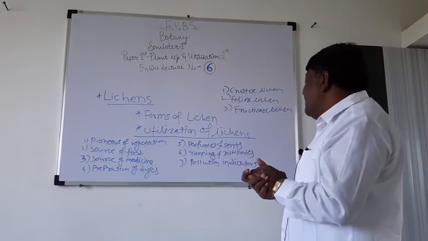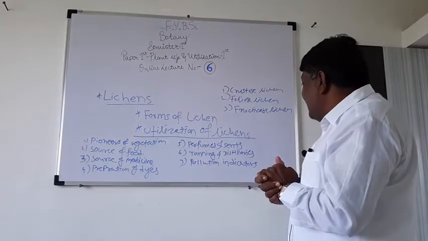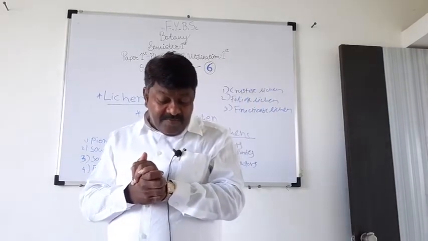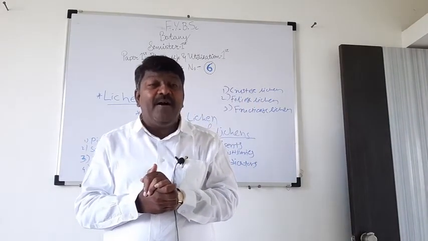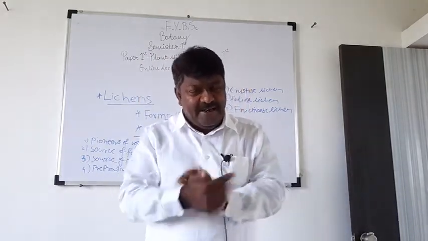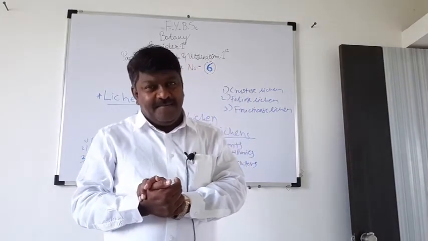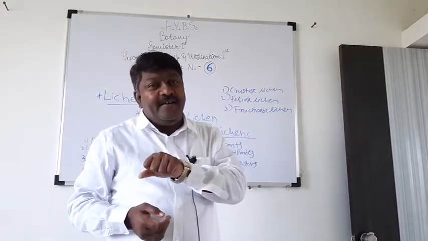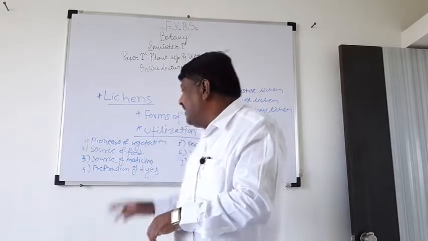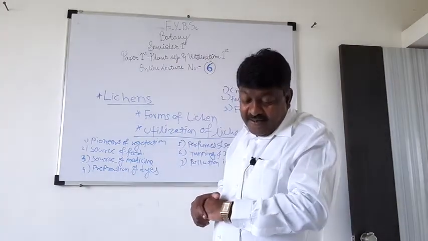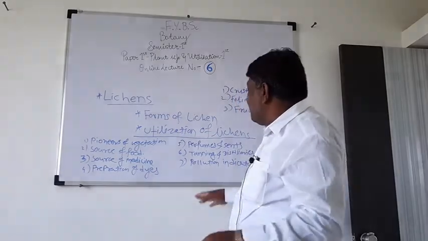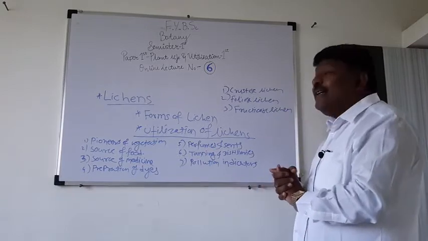Then sixth one is lichens are used in tanning and distilleries. Some lichens contain tannins, and they are used in tanning of animal skin. Understand? The processing of animal skin is called tanning. Such tannin is present in lichens, and these lichens are used in tanning of animal skin. This is about tanning.